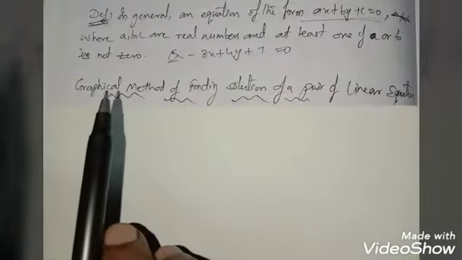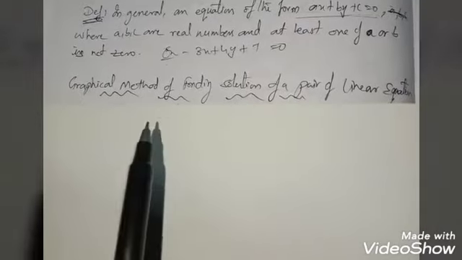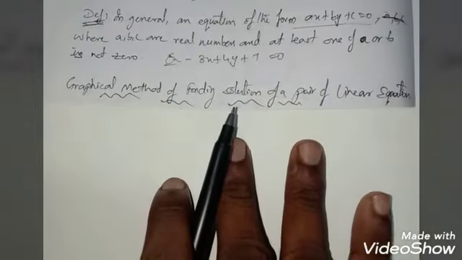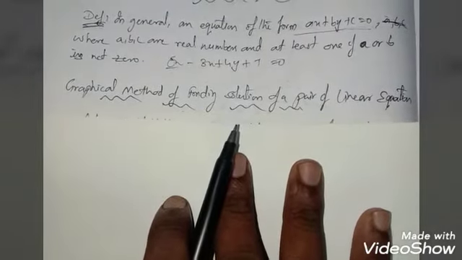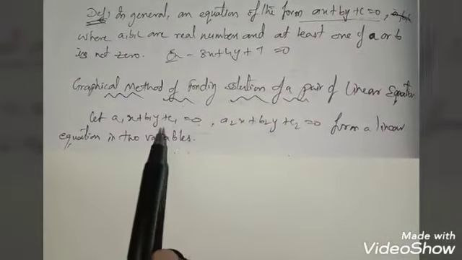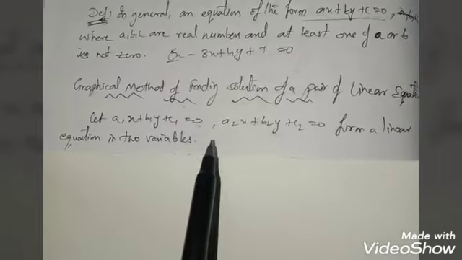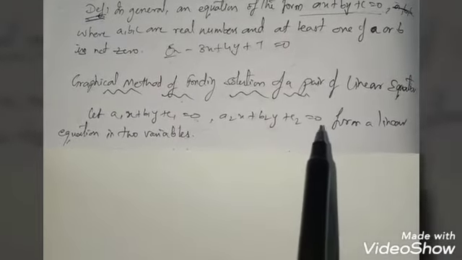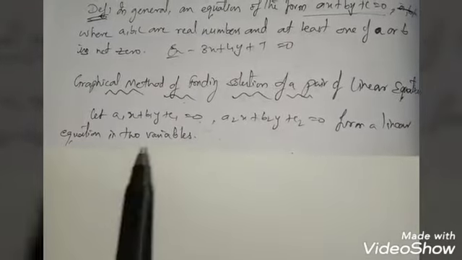Next topic is the graphical method of finding a solution of a pair of linear equations. Now how do we do the graphical method using a pair of linear equations? For this you have three cases of graphs. Let a1x + b1y + c1 = 0 and a2x + b2y + c2 = 0 form a linear equation in two variables.